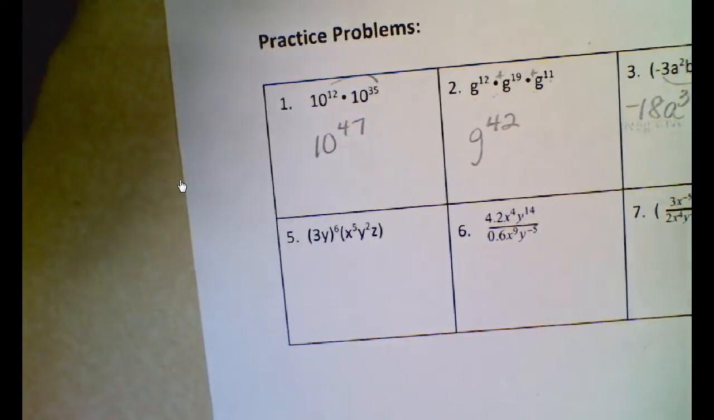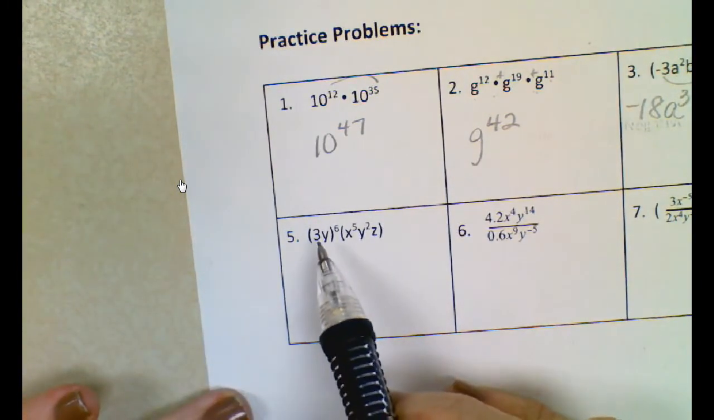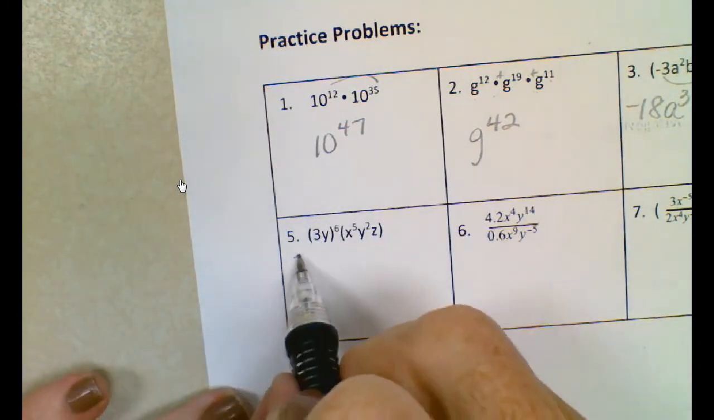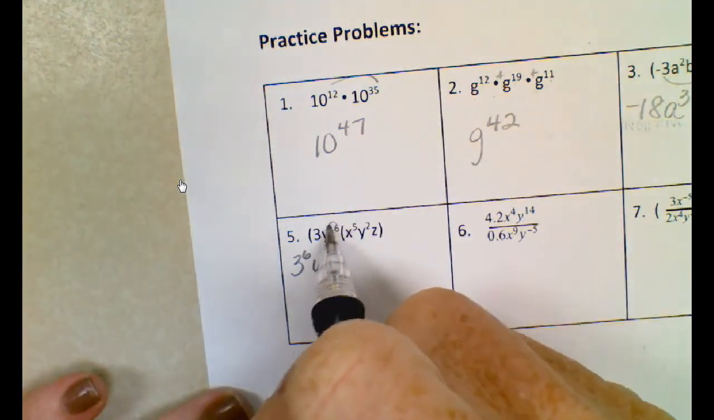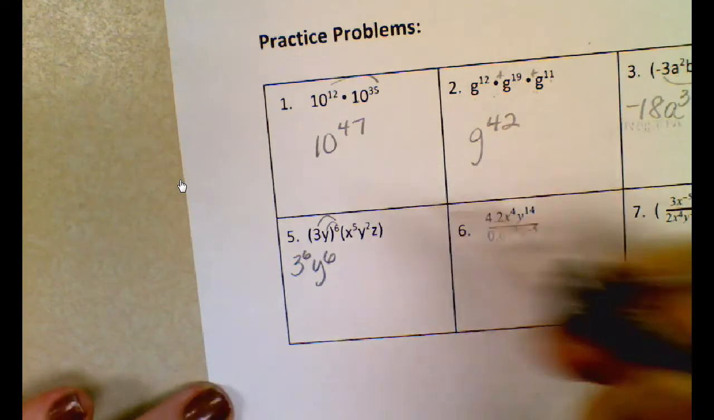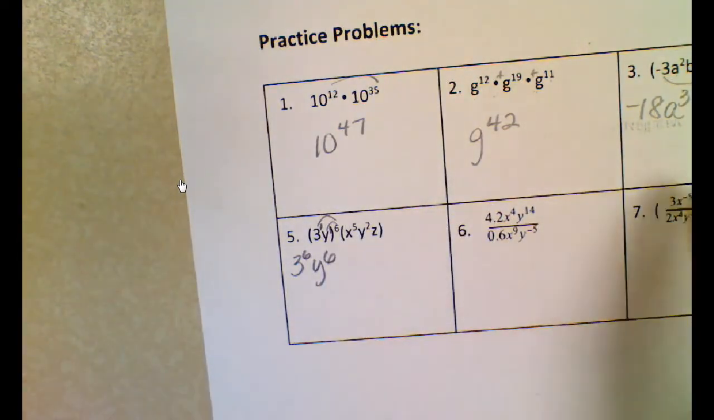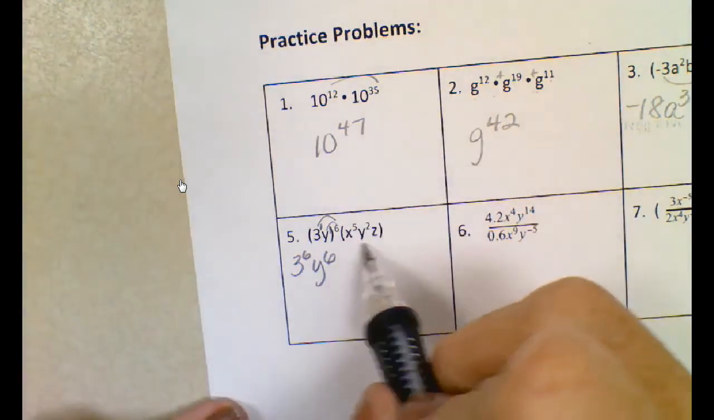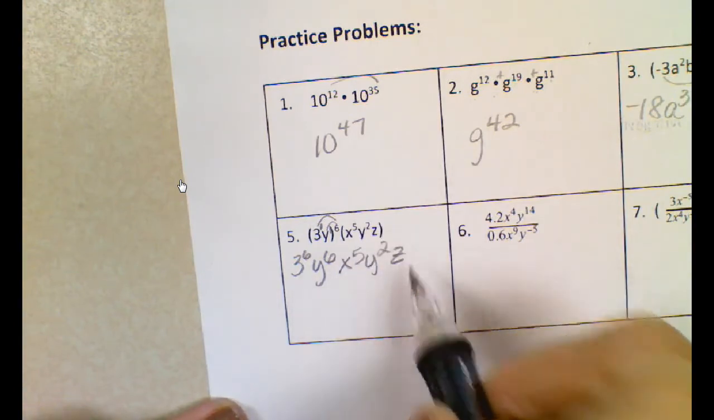Okay, so for number 5, we have a couple of things that we've got to take care of. One is I usually simplify this first one, because that means I have 3 to the 6th and y to the 6th. That exponent has to apply to both. If you think about it, these are 3 to the first and y to the first. And then using our power property, we know that we have to multiply powers to powers. So then I would just bring these over, and I would have x to the 5th, y squared, and z.